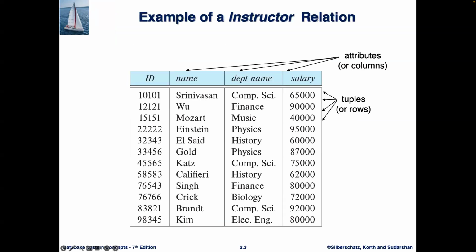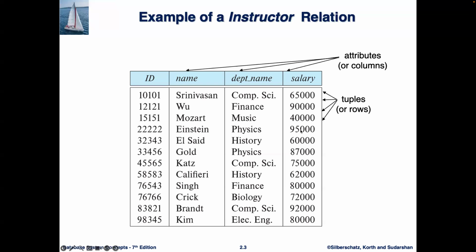So this is a sample table. This is an example table for instructor relation. Any table, we call it a relation. Within this relation, we have columns or attributes, and we have tuples. So tuples are basically each of these items. For example, there are 1, 2, 3, 4, 5, 6, 7, 8, 9, 10, 11, 12 tuples in this example. The tuple with ID 22222, what is the salary of that tuple? So that is ID 22222, the salary is 95,000.